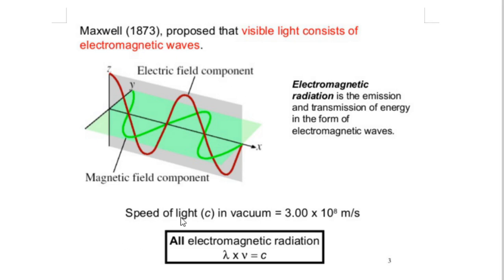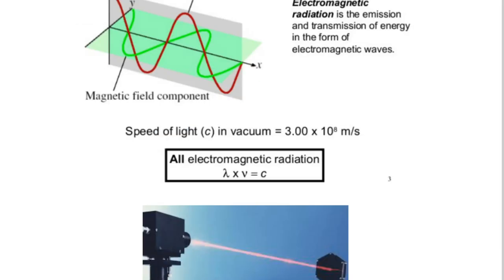And here again, you see, the speed of light c in vacuum is equal to 3.00 × 10⁸ meter per second. And all electromagnetic radiations obey this equation, c is equal to mu lambda, or lambda into mu is equal to c. So this is there.